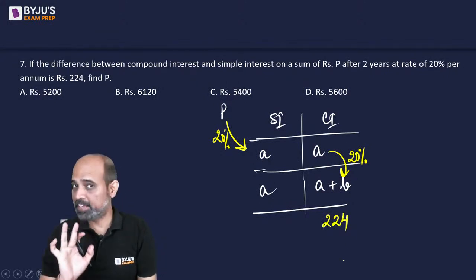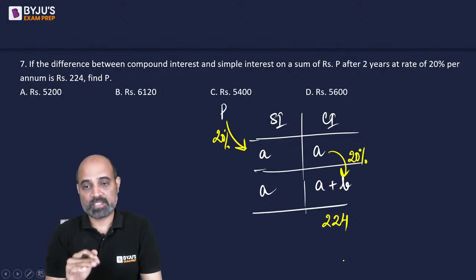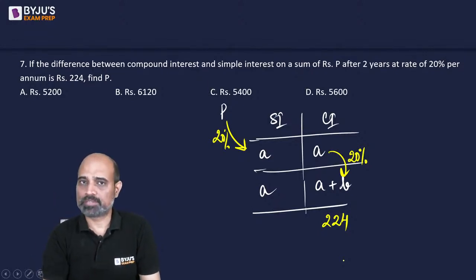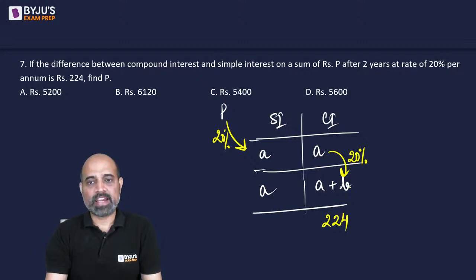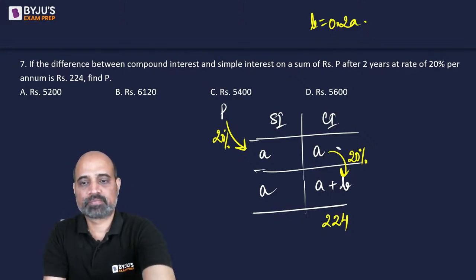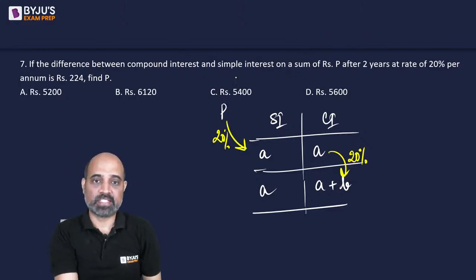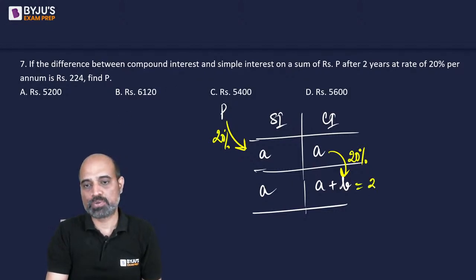So I can write an equation or I can do hit and trial. Let's assume some value of A such that this can be solved, right? I can write B as 0.2 A also. Okay, the total is not 24, sorry. It says the difference is 224. So we are saying B is 224.